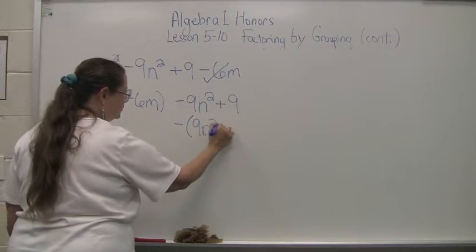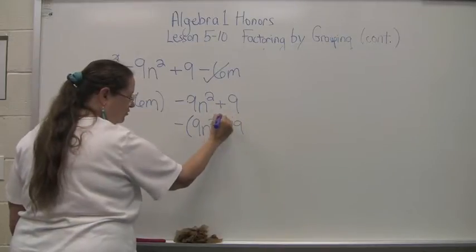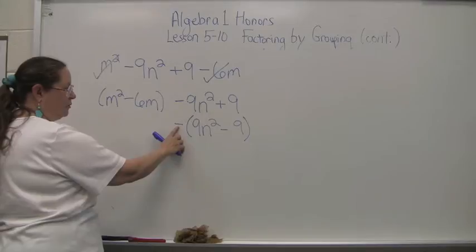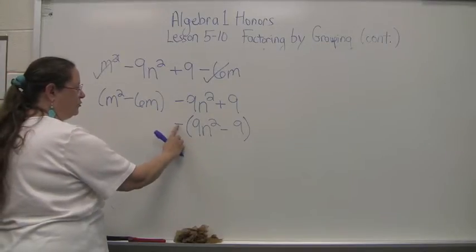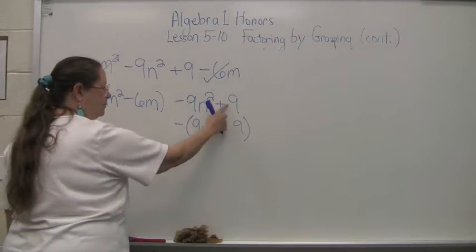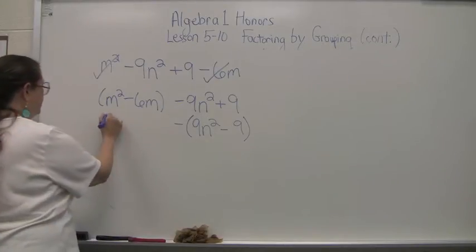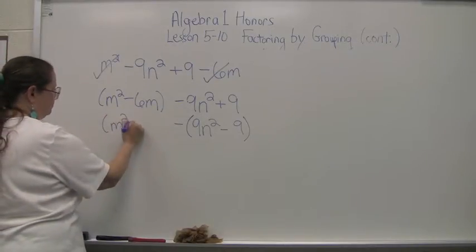like this, I have to change this sign. Okay? Because remember, if we redistribute, we're going to get minus n squared, and a minus times a minus will give me my plus 9 back again. Be very careful. That's what will get you there. So now we have this.